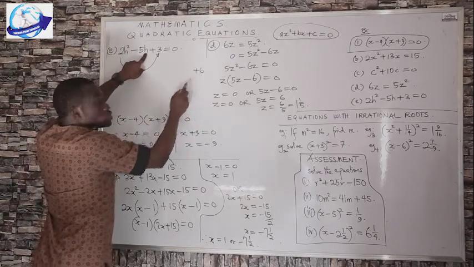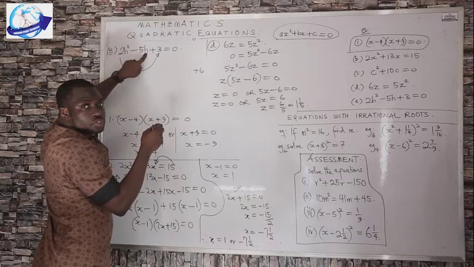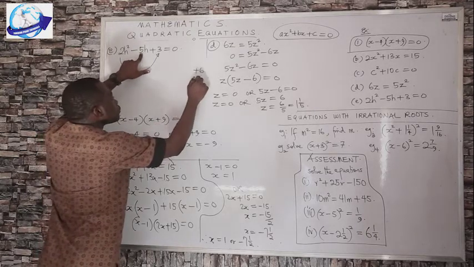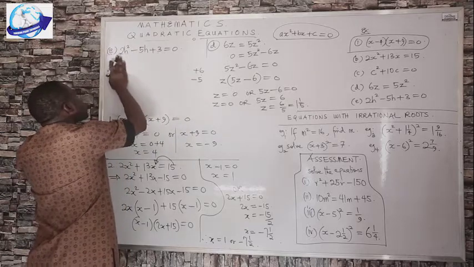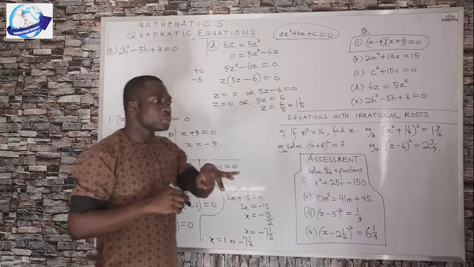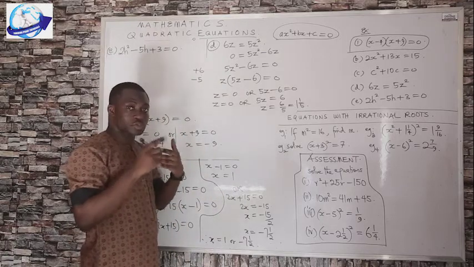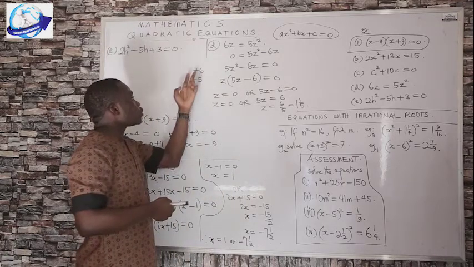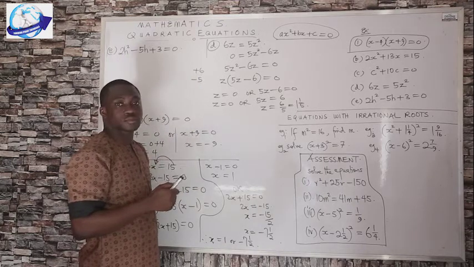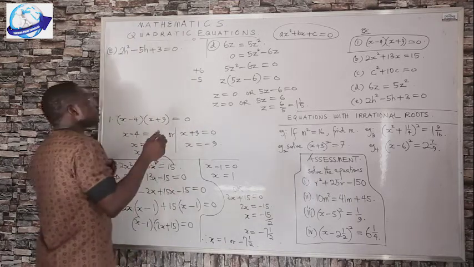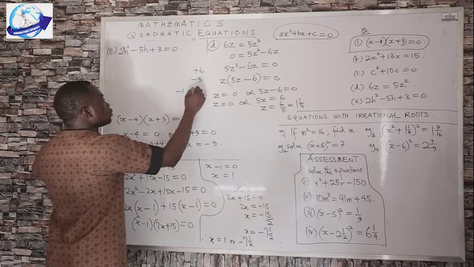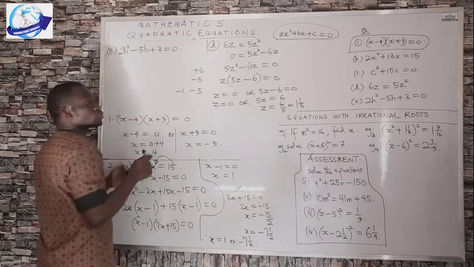Then h is a variable. So what's the coefficient of h? It is minus 5. You bring down minus 5 before you start looking for your factors. So the question is, which two numbers multiply together to give plus 6, and when you add them together, you get minus 5. So it's simple enough.